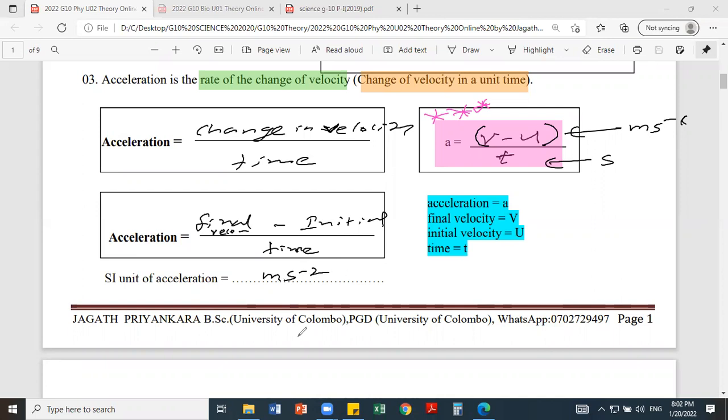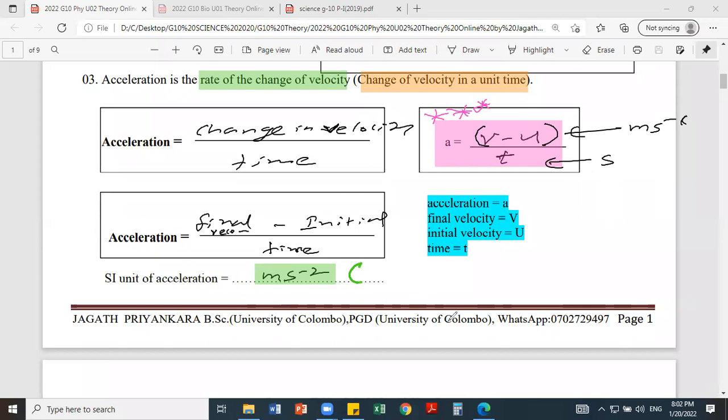It's very important. Some MCQs also ask this. What is the SI unit of acceleration? m s^-2. Meters per square second. Or else you can write within brackets this way also. Because there are some other units, kilometers per hour, meters per minute, kilometers per hour squared, like that you can express it.